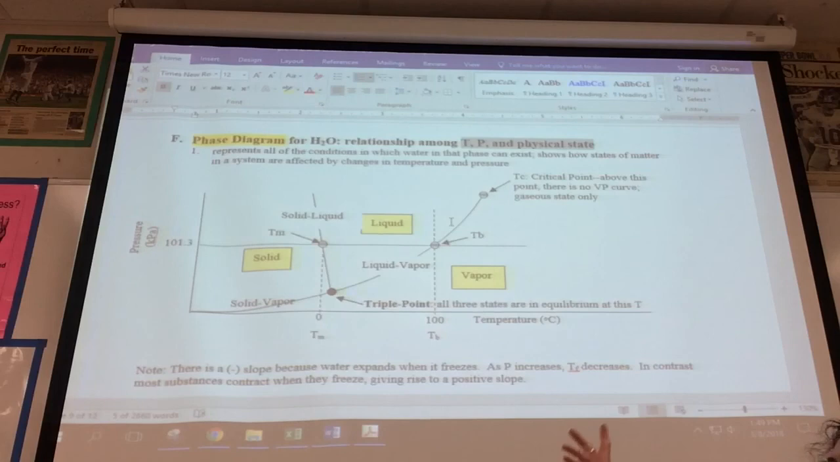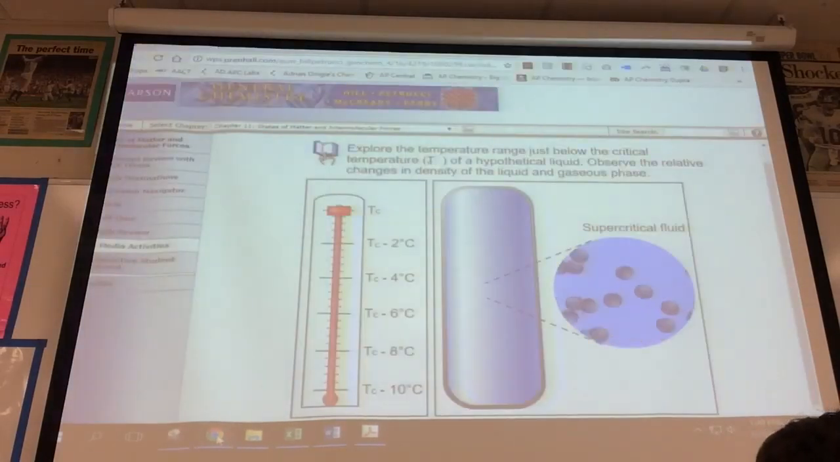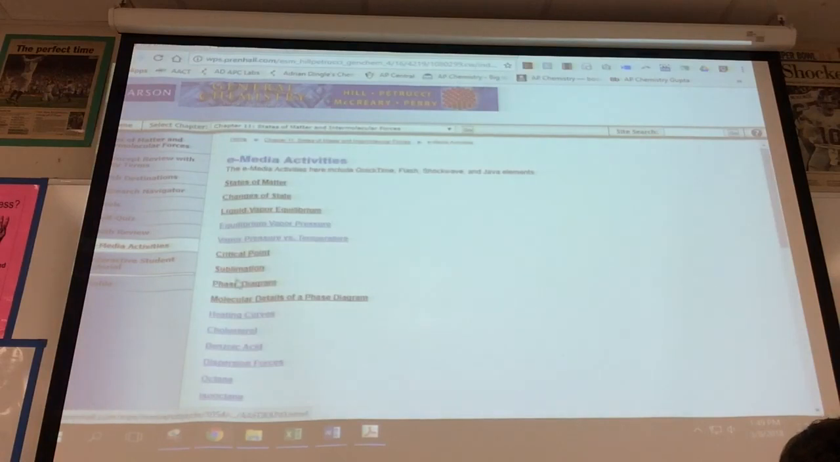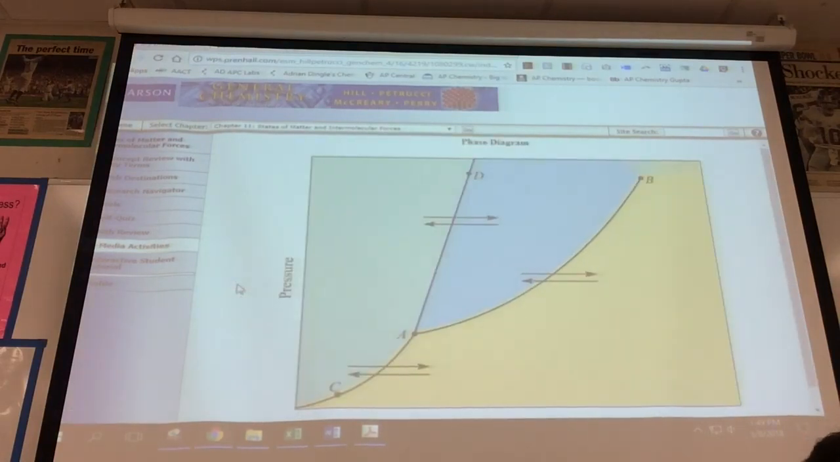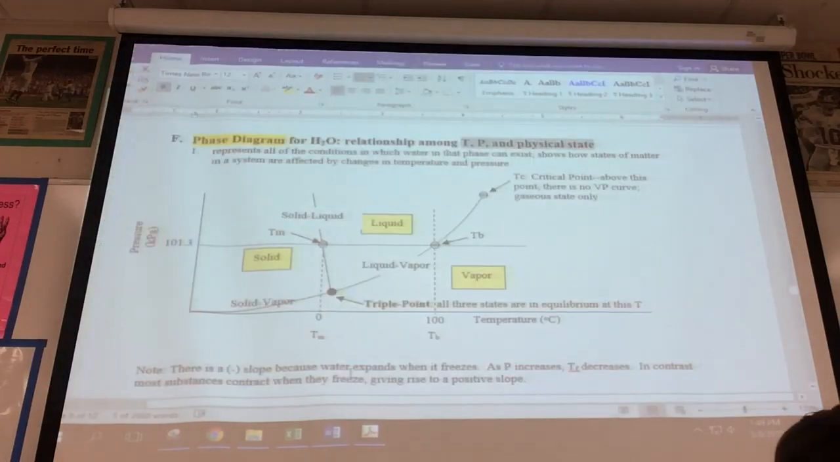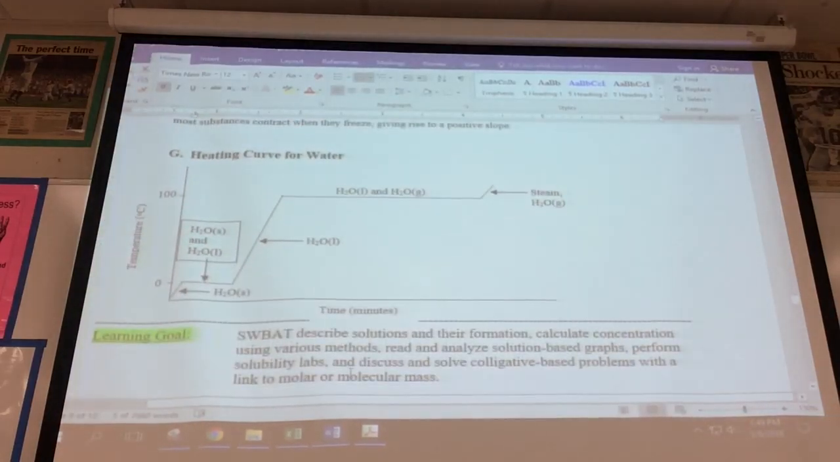Maybe. Alrighty. In any event, I'll show you how easy a quiz question might be. If I told you you were in the blue region, what state of matter do you have? Liquid. Alright, and if I said, what is point A, you would tell me it's the triple point. That's how easy it'll be. I promise.